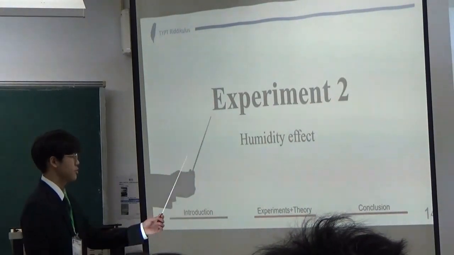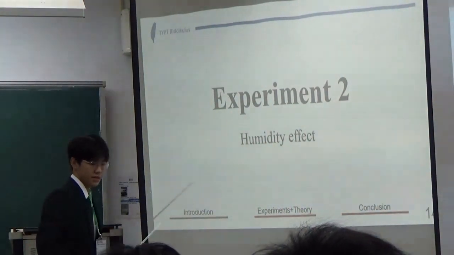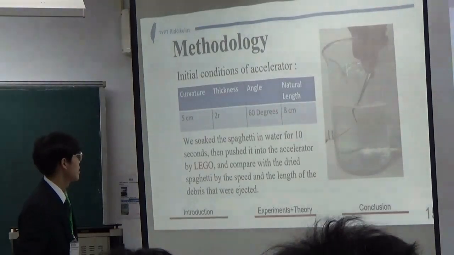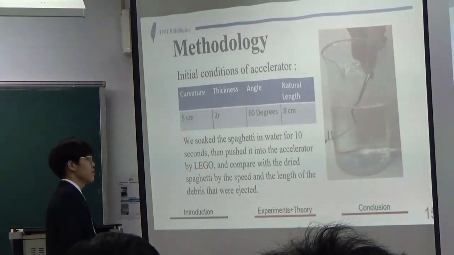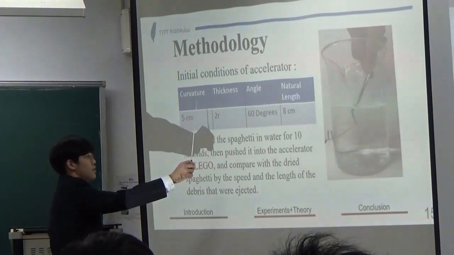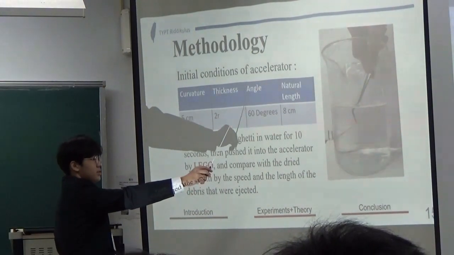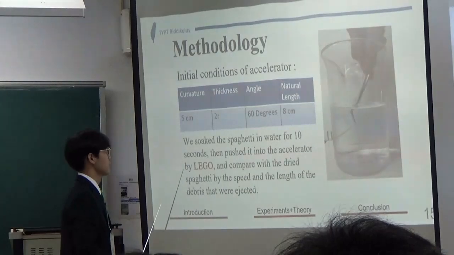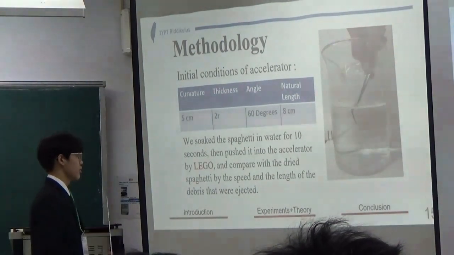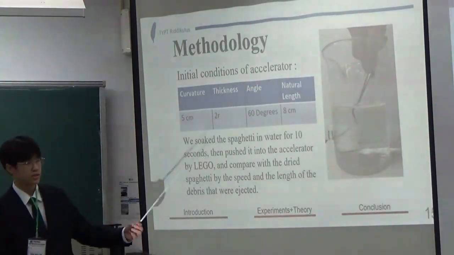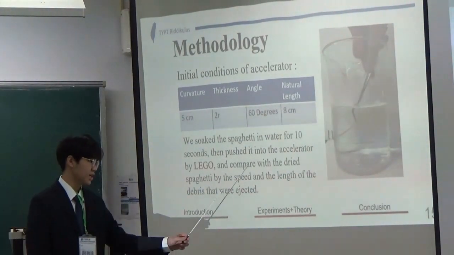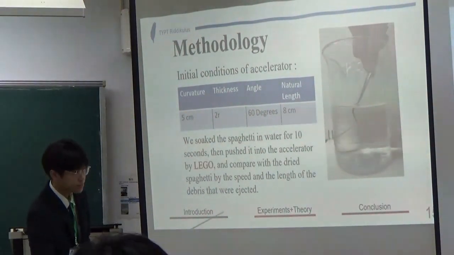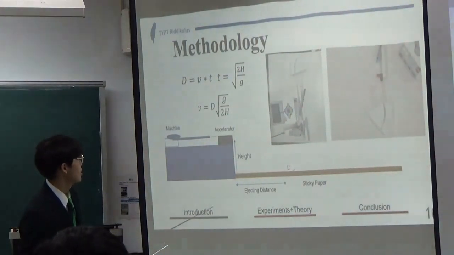And now it comes to our experiment 2. It's the humidity effect. And these are the initial conditions of the accelerator: 5 cm curvature, 2R thickness, 60 degrees, and 8 cm natural length. And we soak the spaghetti in water for 10 seconds, then push it into the accelerator with Lego, and compare with the dry spaghetti by speed and the length of debris. And now it's our methodology.